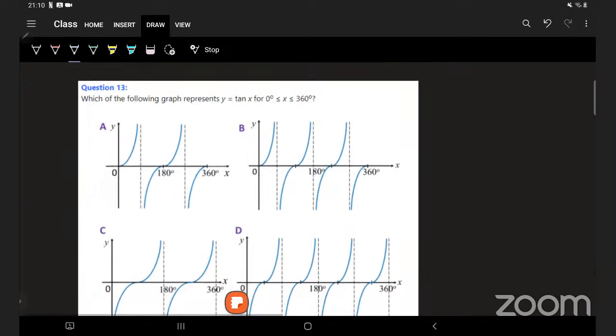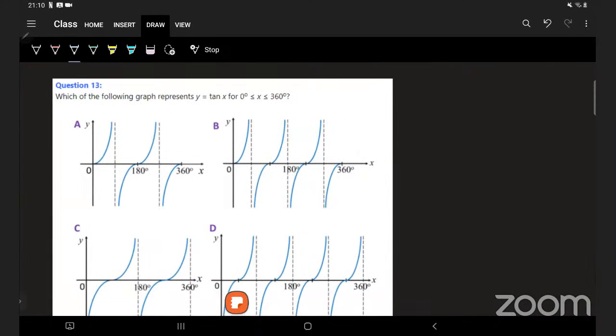Okay, on to the second last question. Which of the following graphs represents y is equal to tangent x from 0 degrees to 360 degrees?